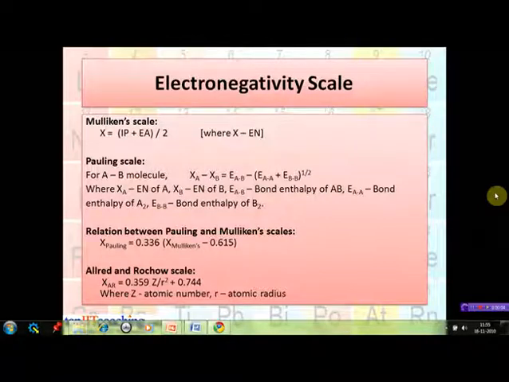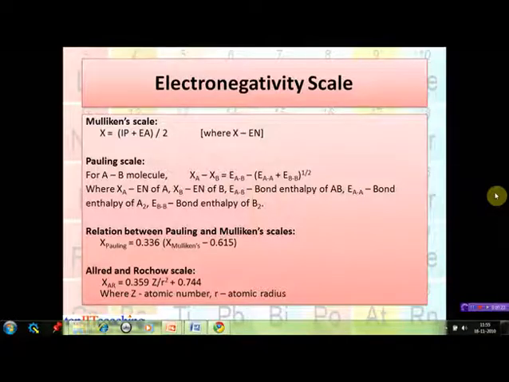Various scientists attempted to evolve a quantitative scale of electronegativity. Some of the important scales, named after the scientists who developed them, are the Mulliken scale, Pauling scale, and Allred and Rochow scale. So first of all, let's see what the Mulliken scale is.